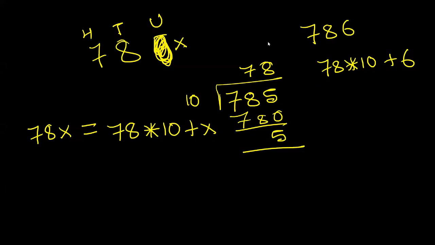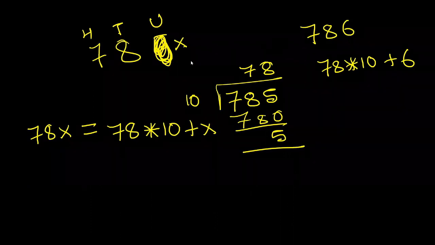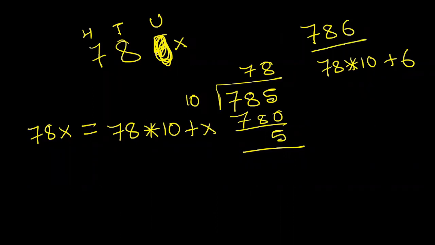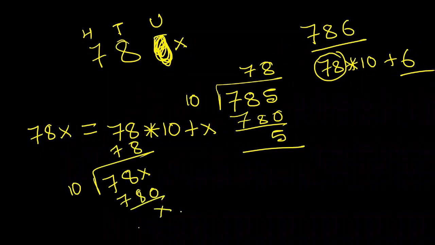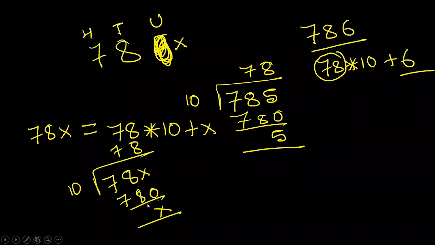So guys, now help me understand. If I divide the number 786 by 10, the quotient will be 78 and the remainder will be 6. Do you all agree with me that if I divide the number 78x by 10, the quotient will be 78 and the remainder will be x? And guys, what is the digit in the units place? X only. I have to find what the digit in the units place of the number is.